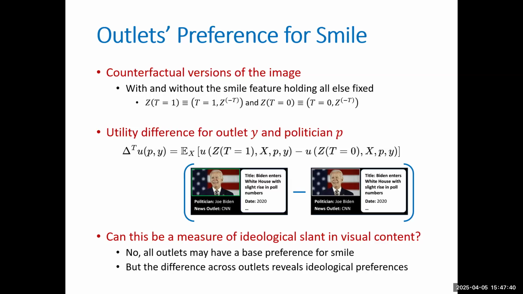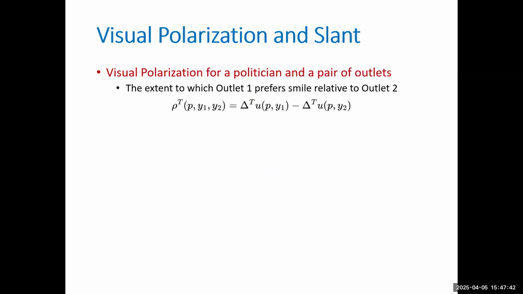And this is exactly how we define this concept of visual polarization. We define it for any pair of outlets. The farther they are from each other in terms of the preference for a smile, again, this isolated change in a smile, that would characterize our measure of polarization. So the extent to which outlet one prefers a smile relative to outlet two.